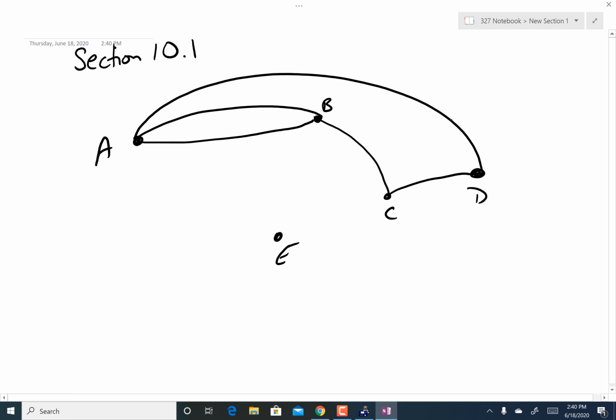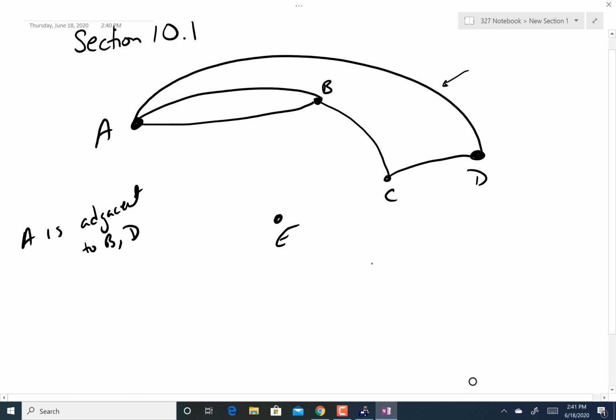Okay, so this edge here, you can see that it makes A and D what we'd call adjacent. So A is adjacent to B and D because there's one path between A and D. There's one edge between them. It's not adjacent to C, so it'd take two flights, if you will, to get there. We would say that E is isolated.